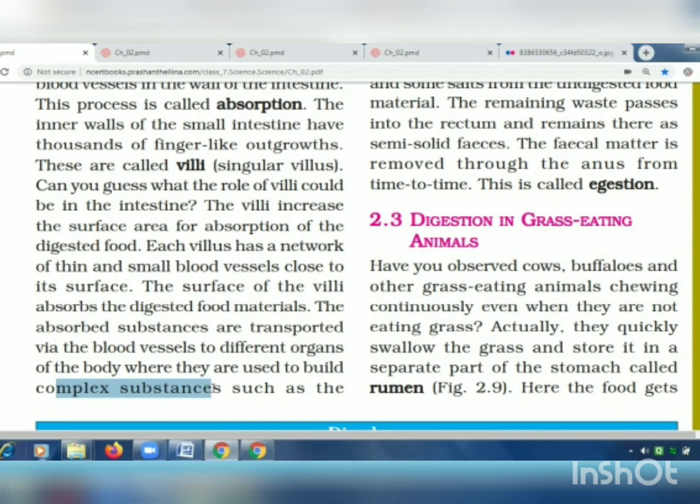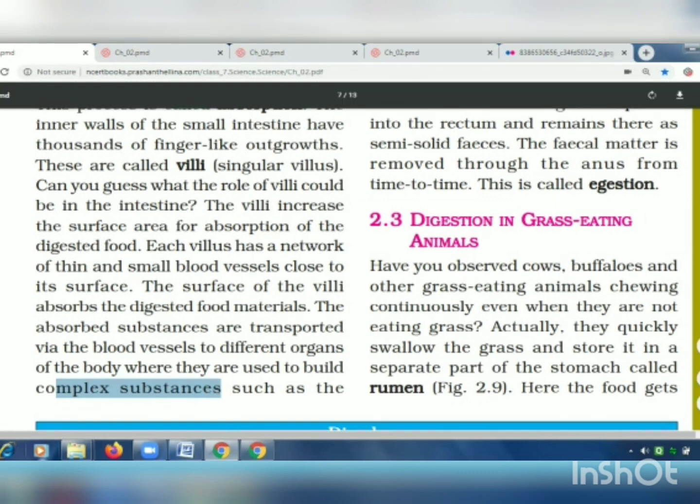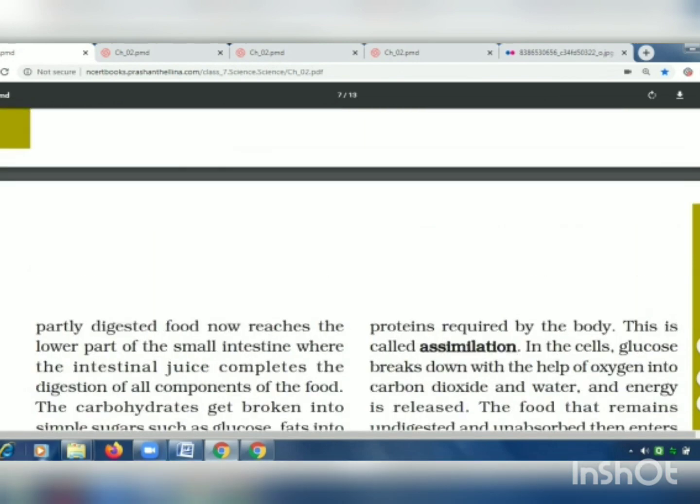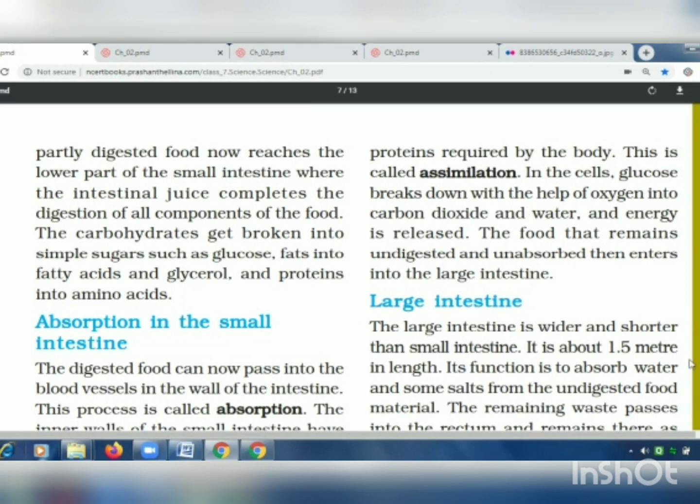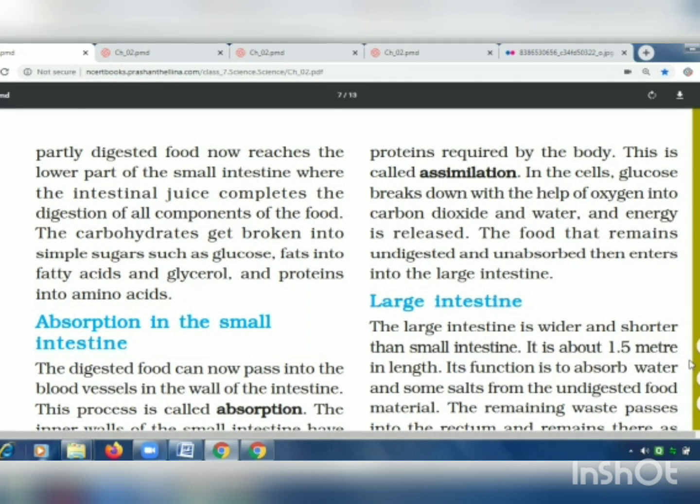Which type of substances? Complex substances such as proteins required by the body. Yes, this is called assimilation. So what is assimilation? The process of passing the food absorbed by the blood vessels to the organs where protein is required. This is called assimilation.